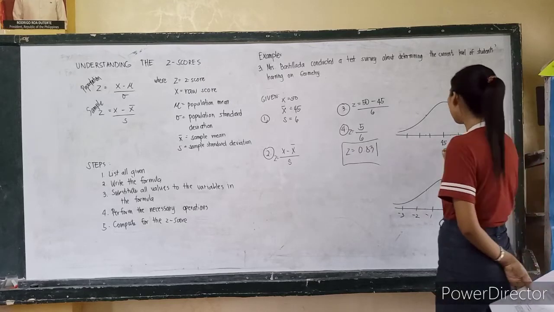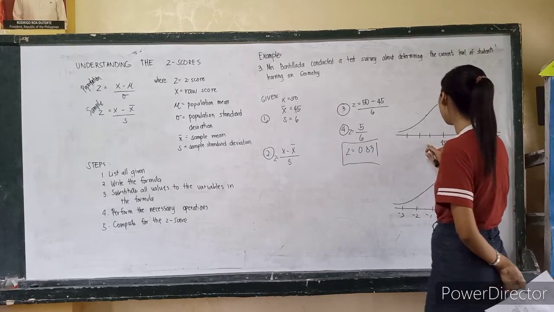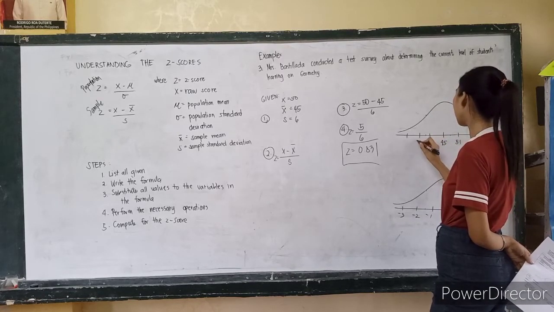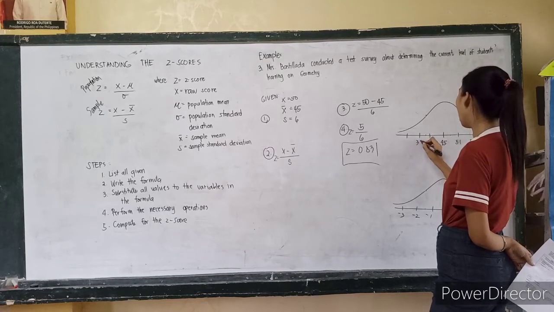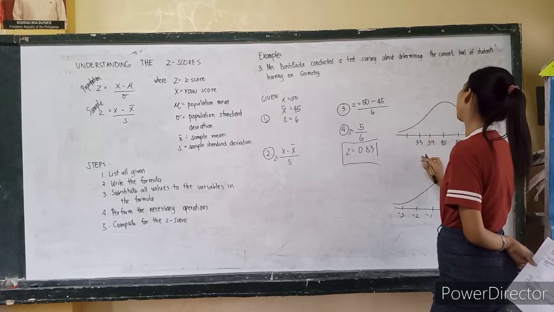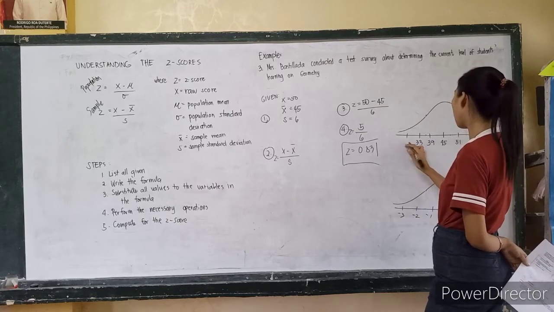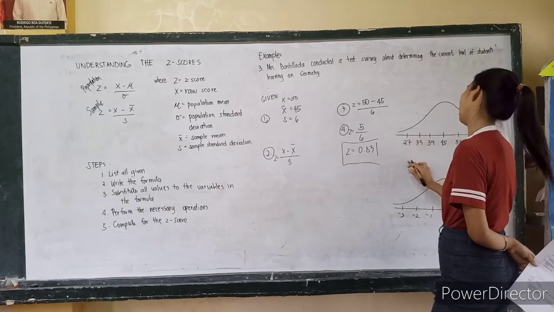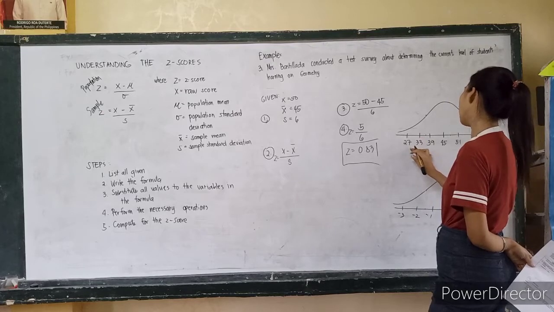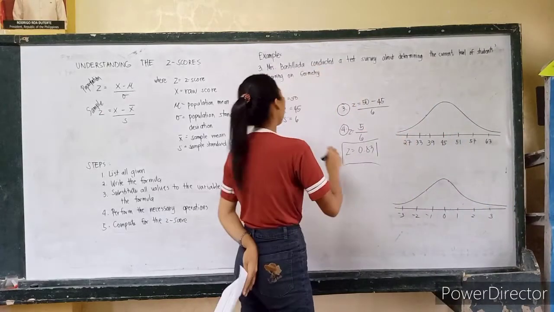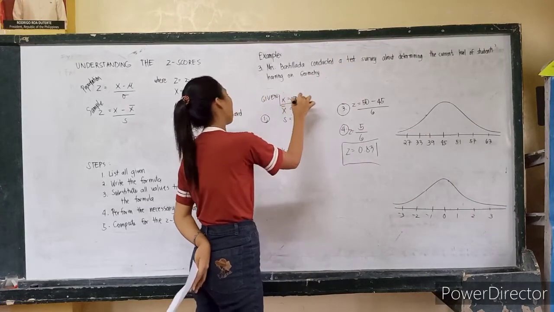Next, we are going to deduct or minus. We have 45 minus 6, that is going to be 39. 39 minus 6, that is 33. And then 33 minus 6, that is going to be 27. Tama? Okay? Then let us locate where we can find your x.